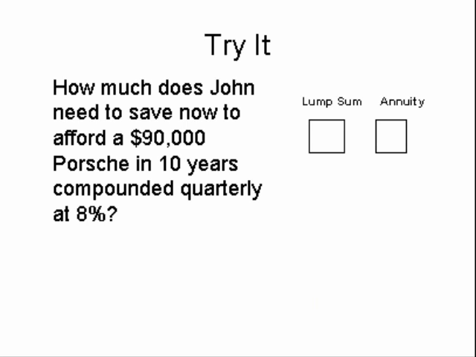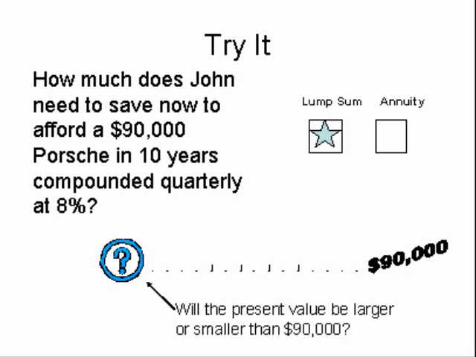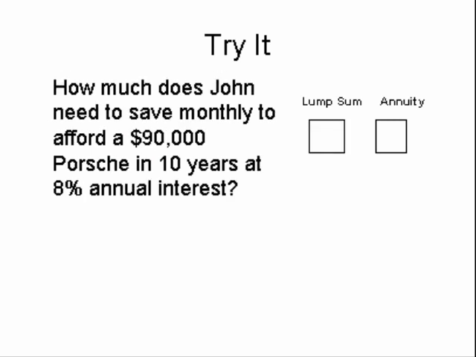All right, let's try another one. All right, we have a lump sum problem. We know at the end it's going to be $90,000, but what do we need to start with? And there's not going to be any payments in between. Of course, what we start with doesn't have to be $90,000 because we'll have the benefit of being able to use the interest to purchase the car. Let's try this one.